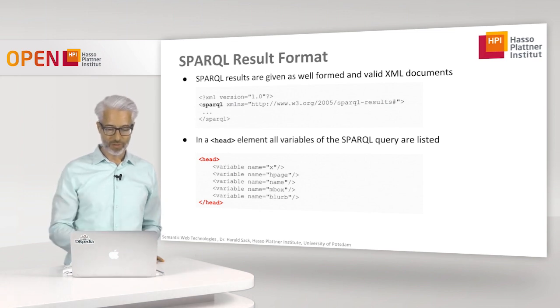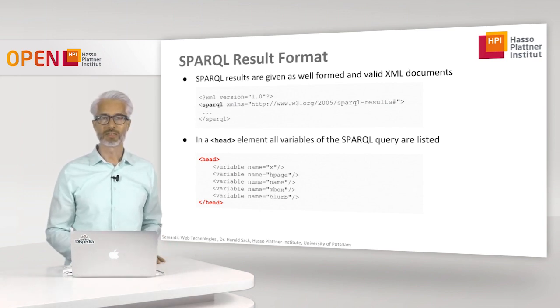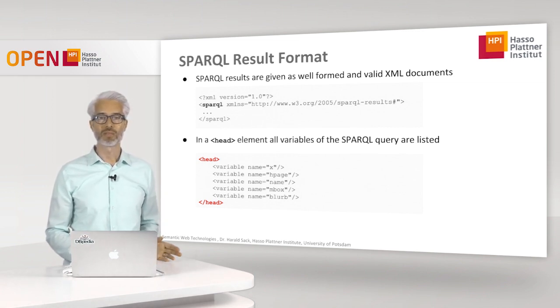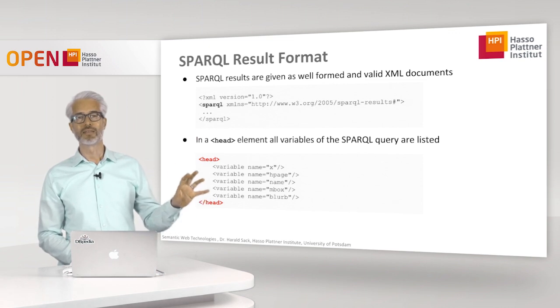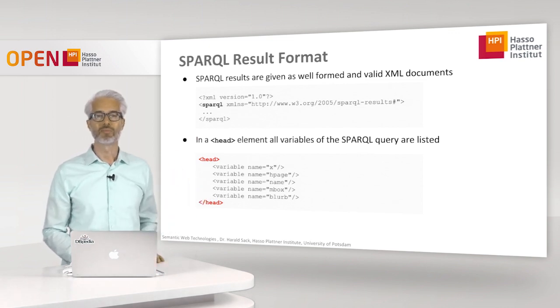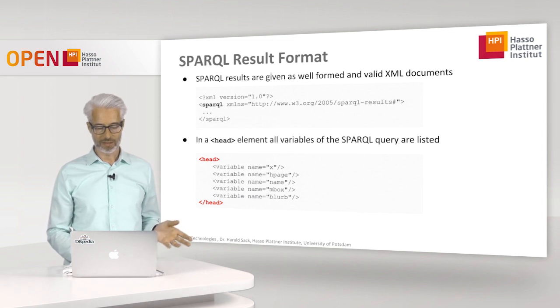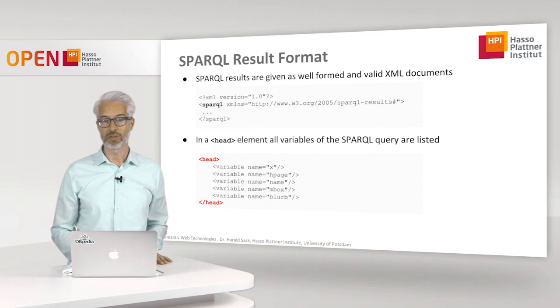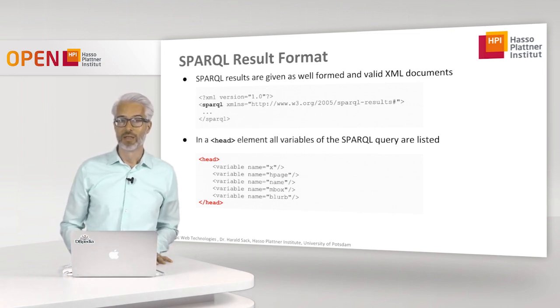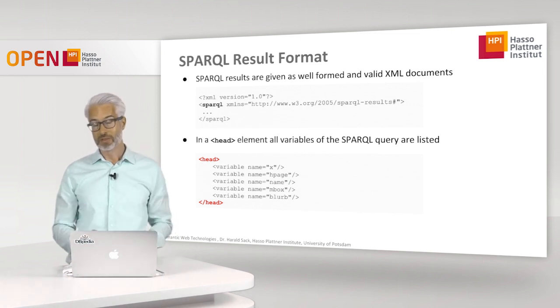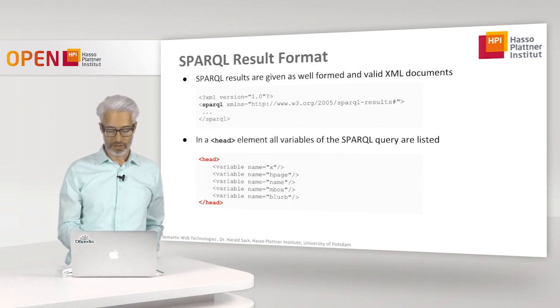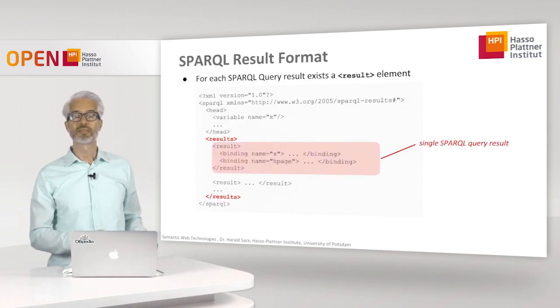So it starts first with a SPARQL namespace, of course, and then within the header of this document, so within the head tag, all the variables that have been queried are listed. Then you have variable as a tag, and then the attribute name, and the name of that variable is specified, which is given as a string. Here we have an example for the variables x, hpage, name, mbox, and so on. So you know in the header already which variables are used.